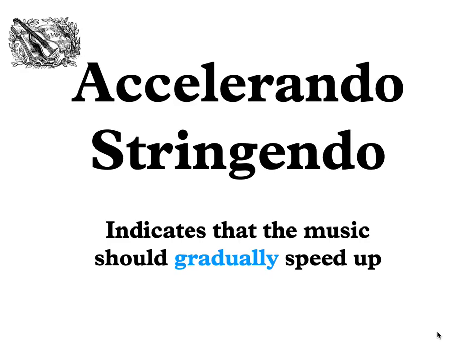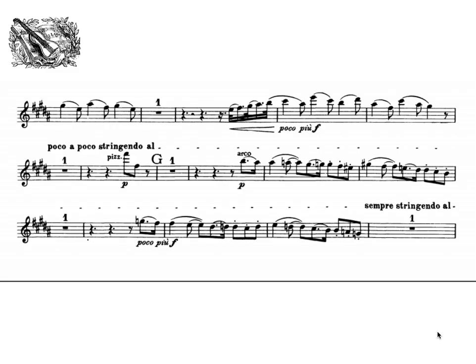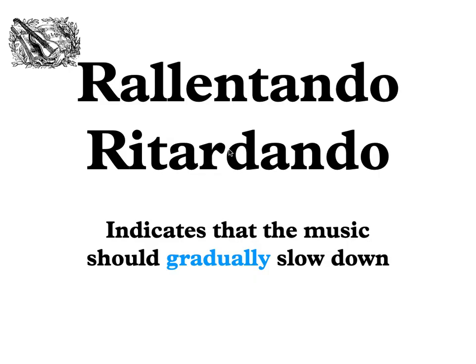These terms here have to do with music changing over time. So accelerando or stringendo indicates that music should gradually speed up. So here are some examples from the classical literature that the composer wrote. Poco a poco stringendo.